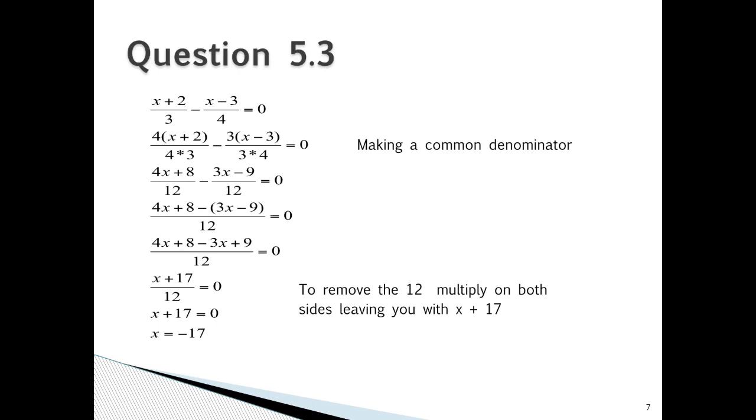You add your like terms and you'll end up with x plus 17 over 12. So x plus 17 is equal to 0 and x is equal to minus 17. To remove the 12, you will multiply on both sides, leaving you with x plus 17.